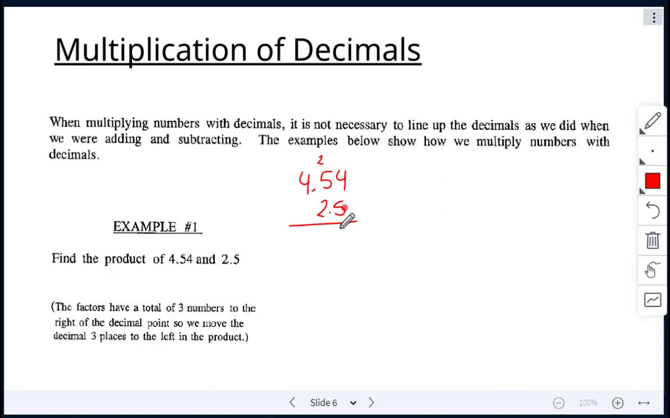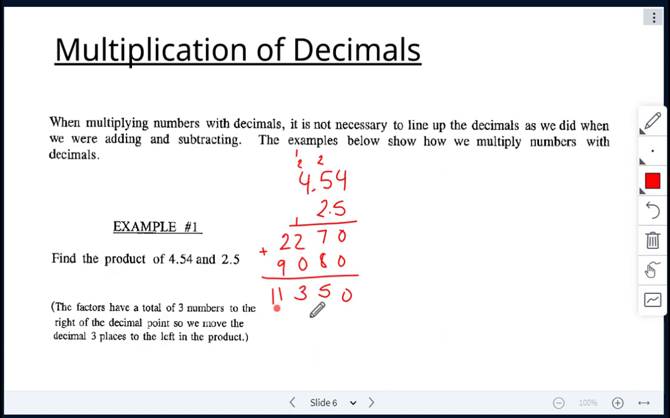So 4 times 5, that's 20. 5 times 5 is 25 plus the 2 gives me 27. Then 4 times 5 is 20 plus 2, 22. Put down a 0. Let's multiply these ones next. 2 times 4 is 8. 5 times 2 is 10. And then 2 times 4 is 8 plus the 1, which is 9. And then we add. So we have 0, 15, we have 3, and then we have 11.